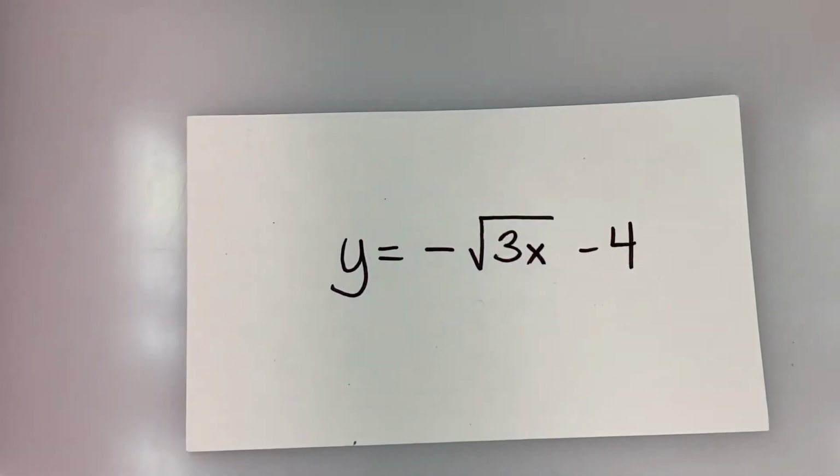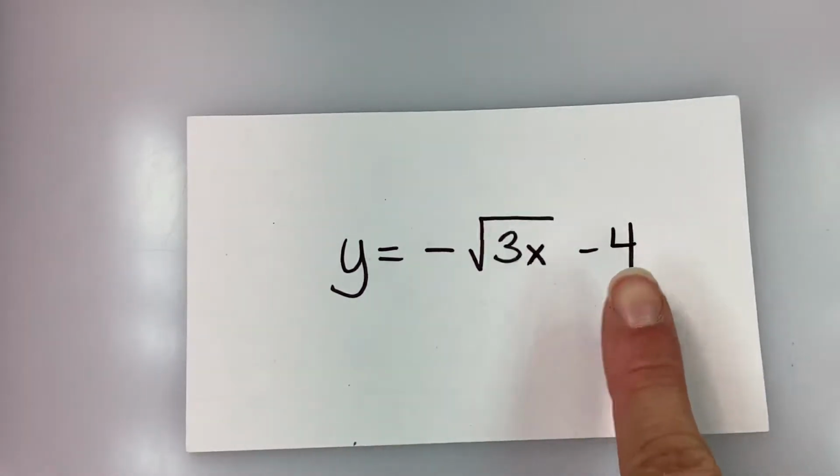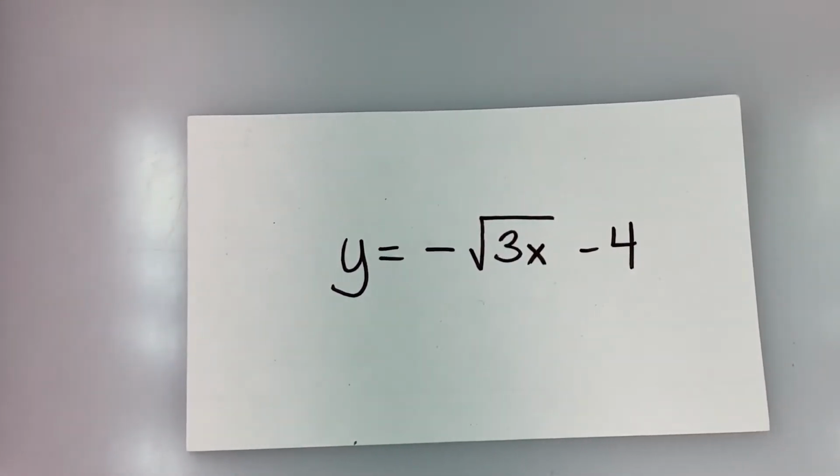Good morning, everyone. In this video, we're going to be doing some flashcard reviewing of all the transformation rules. And again, folks, I usually like to start on the right side just because those vertical outside transformations are the easiest. But you can identify these transformations in any order. We're also going to be identifying the type of parent function it is.